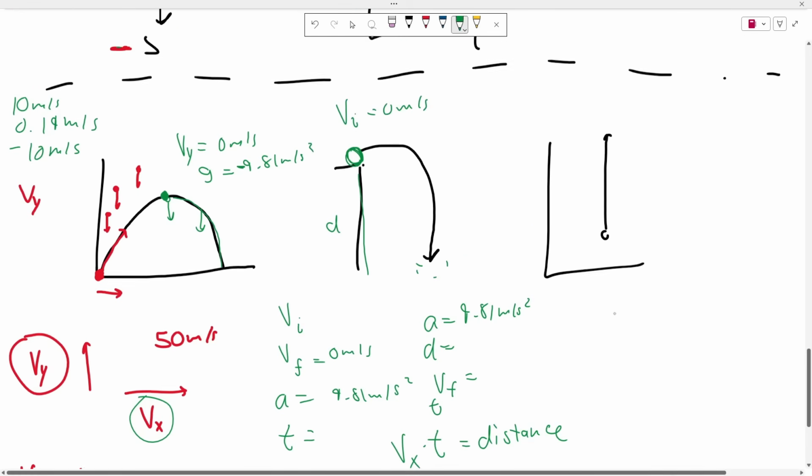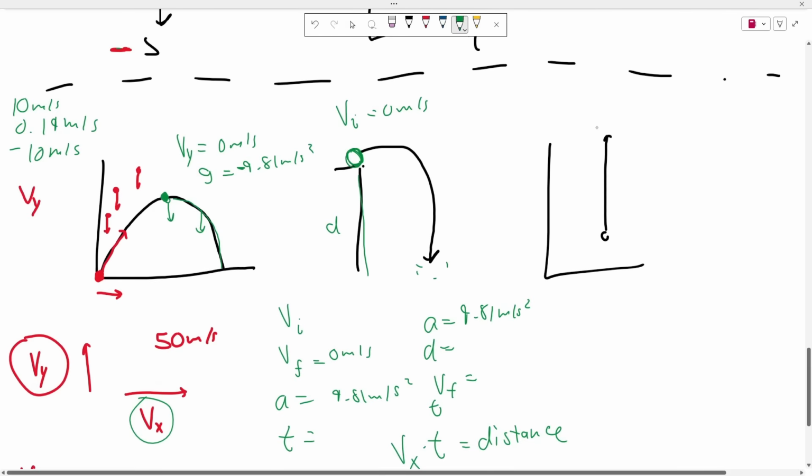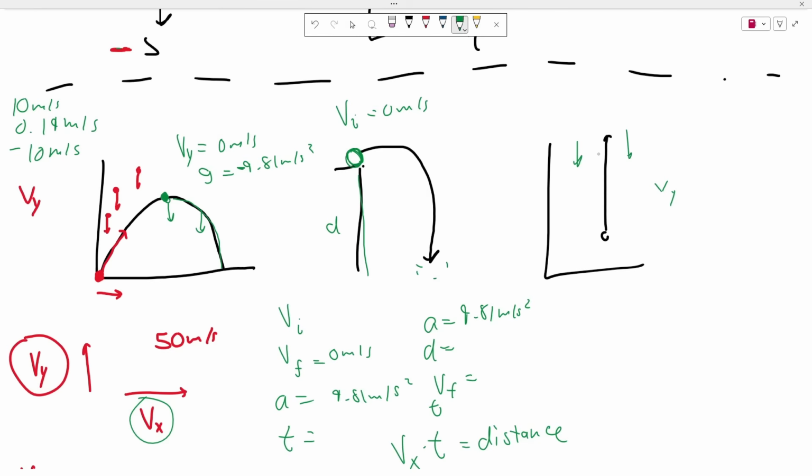And finally, this last example here, when an object is thrown directly up and they want you to find how long it takes before the object hits the ground again, you know that it's going to be launched with a vertical velocity Vy, and you know that the force acting against it is going to be gravity, which is going to accelerate it downwards back to the ground. So you know that your acceleration is negative 9.81 meters per second squared because it's going opposite the direction of velocity. You know that at the top of its path, before the object starts heading back down to Earth, its vertical, or final, velocity is going to be 0 meters per second, but you'll be given the initial velocity that it was launched at, which is going to be whatever meters per second it is.